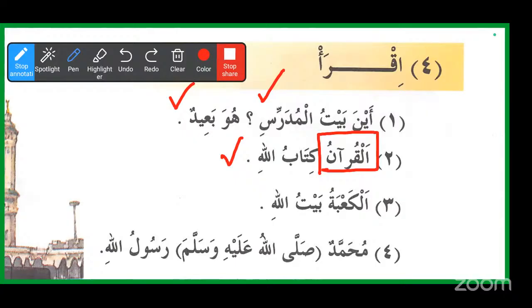Any noun that is in its normal, initial position will have a dhamma. Al-Quranu here, because Al-Quranu is the mubtada, that's why it has got this dhamma. And Kitabullahi, we know.